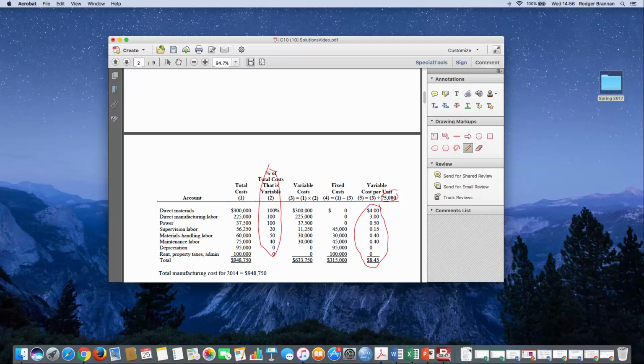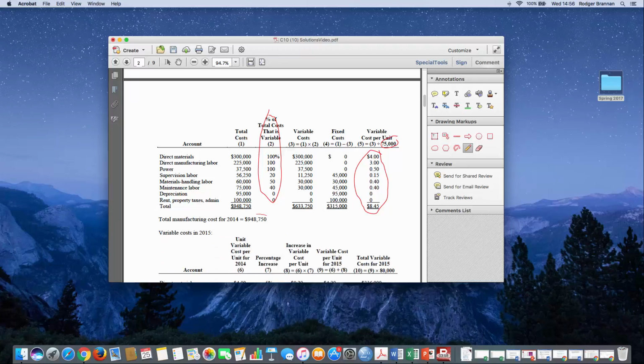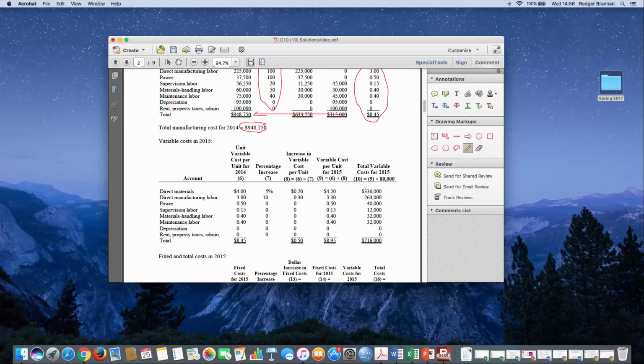So in this case, my y equals a plus bx formula would be y equals 315,000 plus $8.45x. And likewise, my total manufacturing costs for the year, that is for 2014, is simply the sum of these two. Now, we'll come back to this issue of total cost per unit versus variable cost per unit when we look at what happens in 2015 as you begin to make some of these changes.